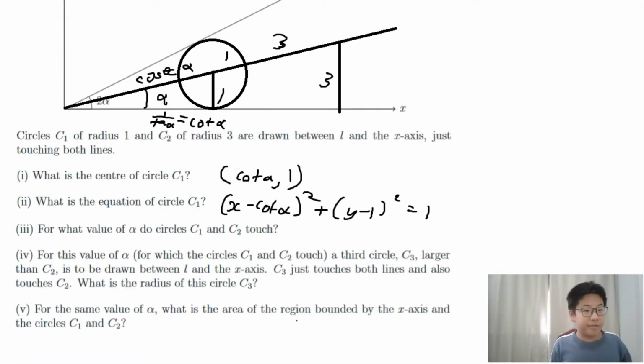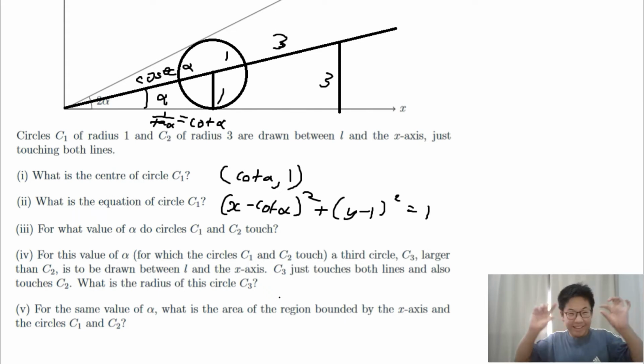For this value of alpha, a third circle larger than C2 is to be drawn, which just touches both lines as well, and also touches C2. What is the radius of this circle C3? I thought we were going to do some trigonometry. I first did this question with some complicated trigonometry involving similar triangles and whatnot, but it turns out there's a simpler solution.